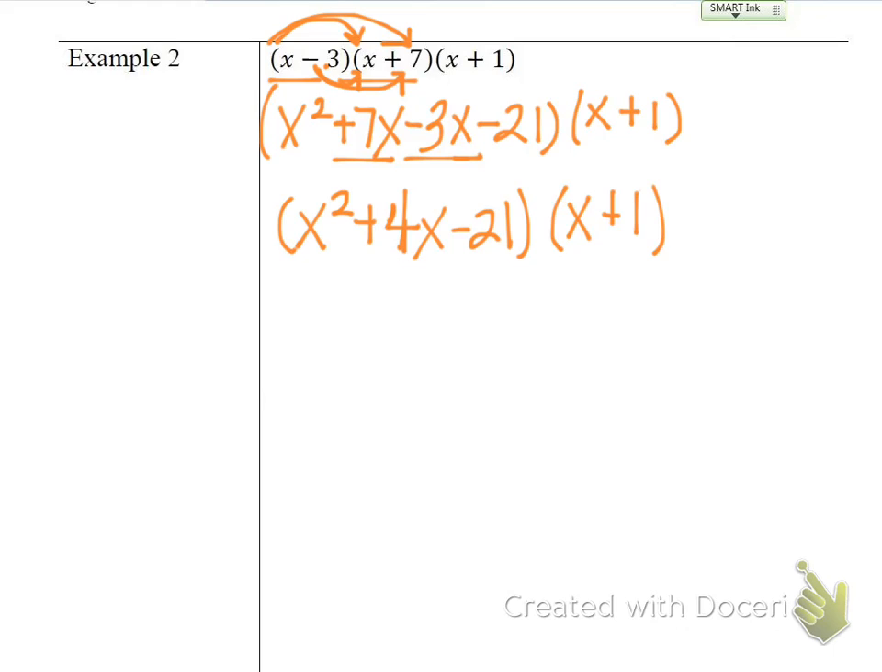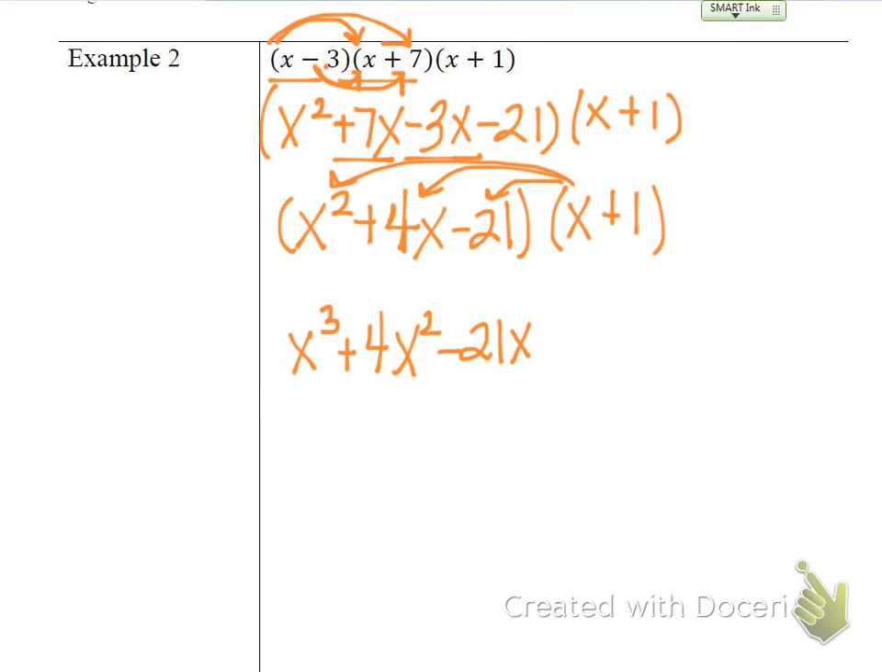And now you can either use the box if you want or FOIL without the box. So what I'm going to do is multiply x times every single term in the big parentheses, so I'm just going backwards this time. So x times x squared gives me x to the third. X times 4x is plus 4x squared. And x times negative 21 is minus 21x. Okay, so I just went backwards because it's a little bit easier to multiply that binomial by everything else because there's less of them.